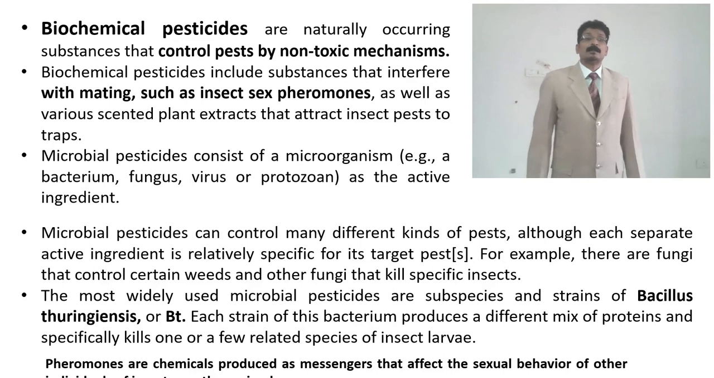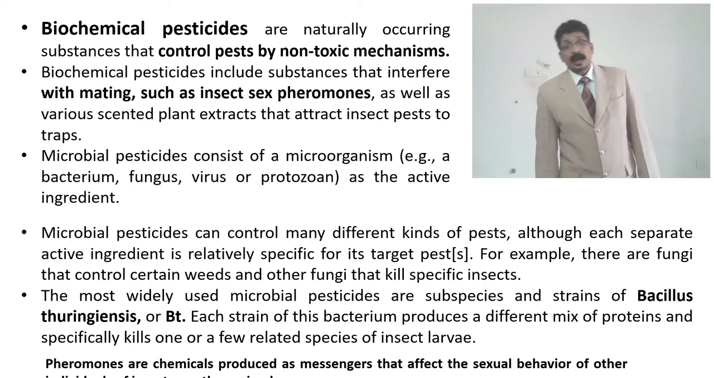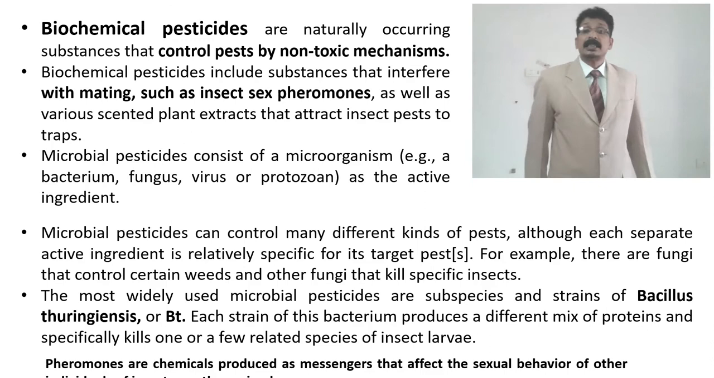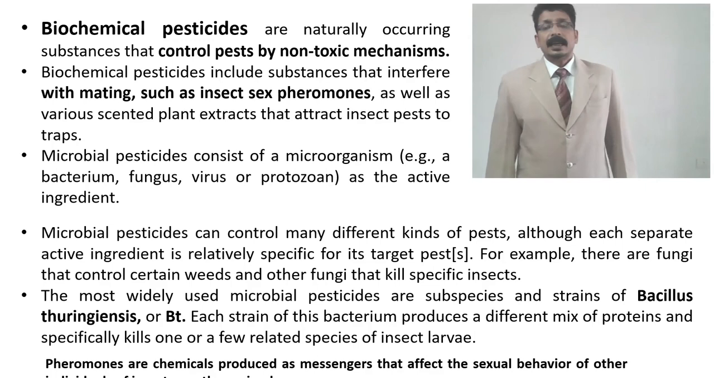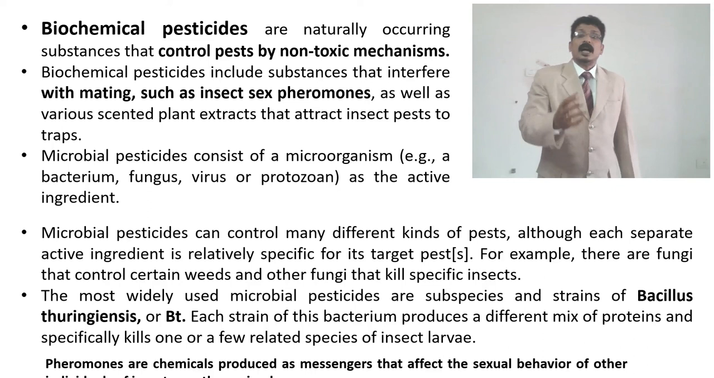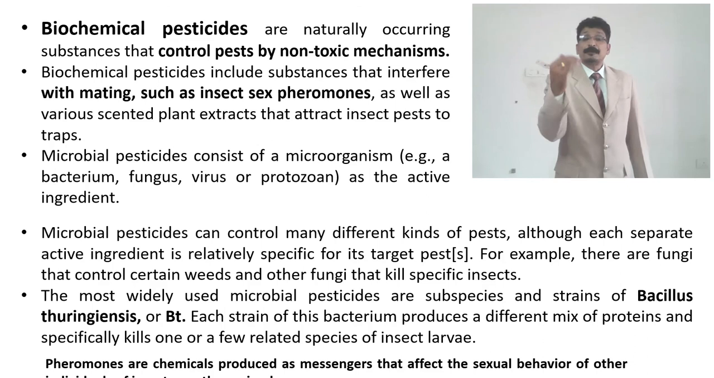Microbial pesticides consist of a microorganism, bacterium, fungus, virus, or protozoan as the active ingredient. Microbial pesticides can control many different kinds of pests, although each separate ingredient is relatively specific for its target pest. For example, there are fungi that can control certain weeds and other fungi that kill specific insects. So you see, specific pheromones should be isolated and then you can use that.